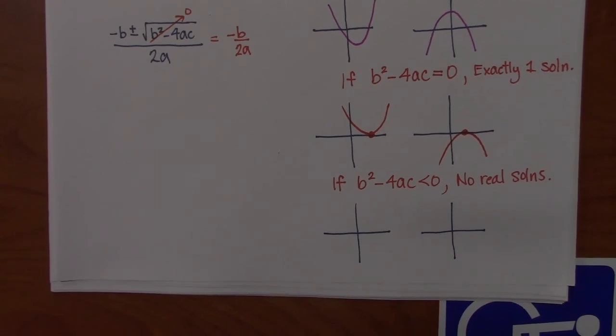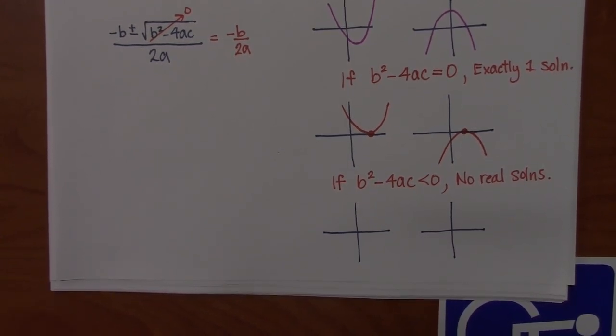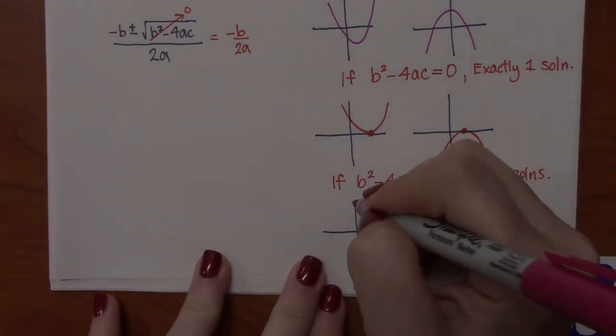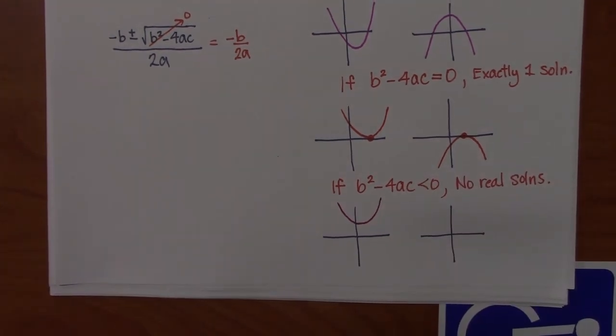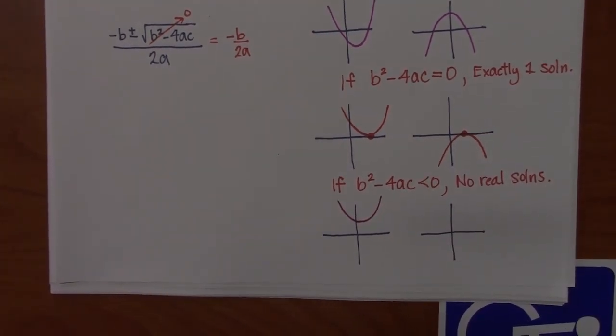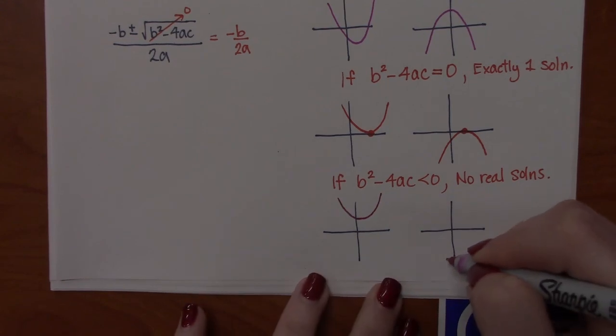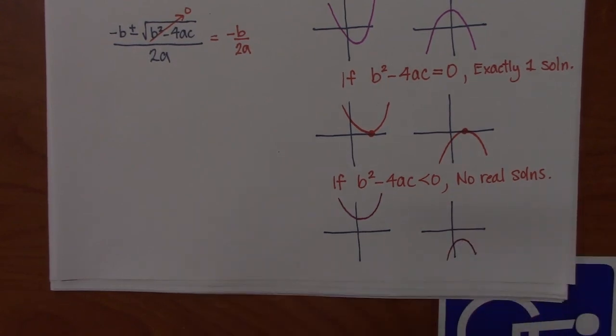All right, so in this case, if we have no real solutions, that means the parabola isn't touching the x-axis at all. We could have a situation where the parabola opens up, but the vertex is above the x-axis, so it's never going to touch, or the parabola is opening down and the vertex is below the x-axis. So we should be able to see in both ways whether we're getting solutions or not.